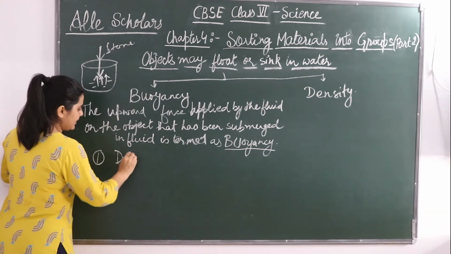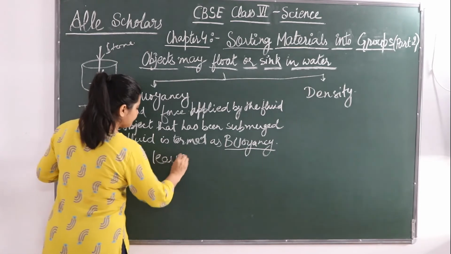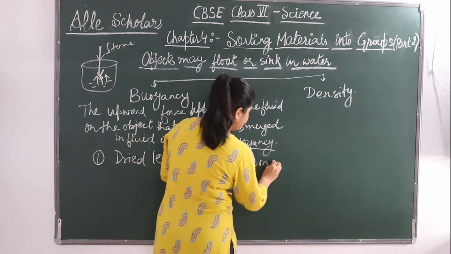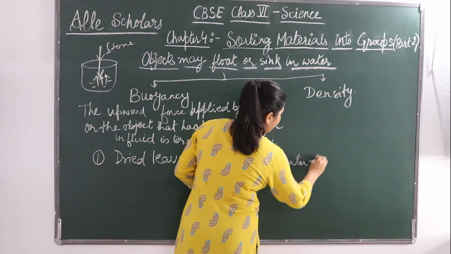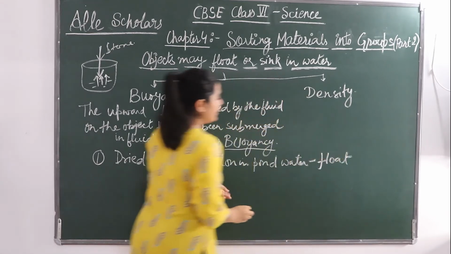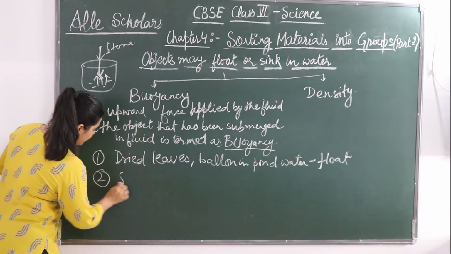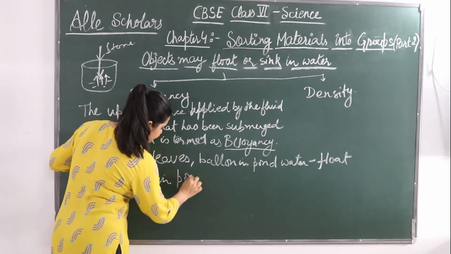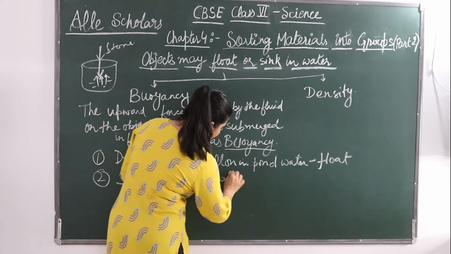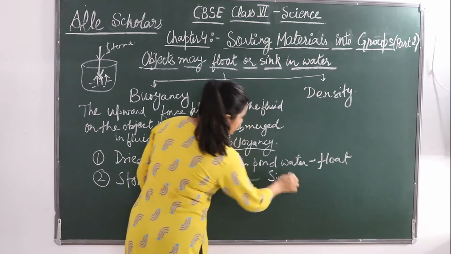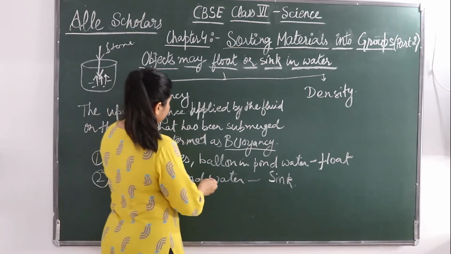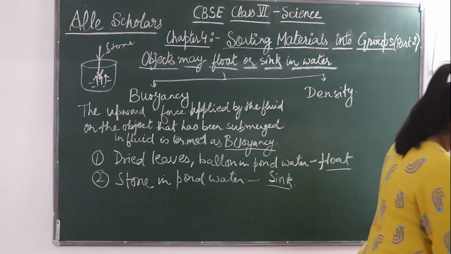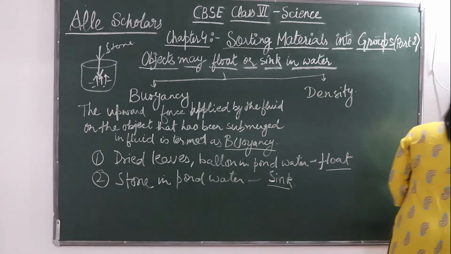Okay, so if you put dried leaves or a balloon in pond water, they are going to float. And if you put a stone or a coin in pond water, that is going to sink. Okay, so this was about the sinking and floating of an object on the basis of buoyancy. Okay, next we will see density.